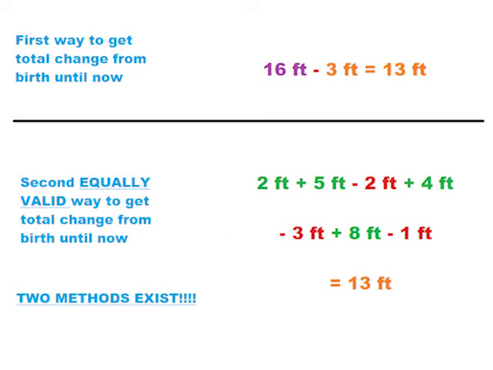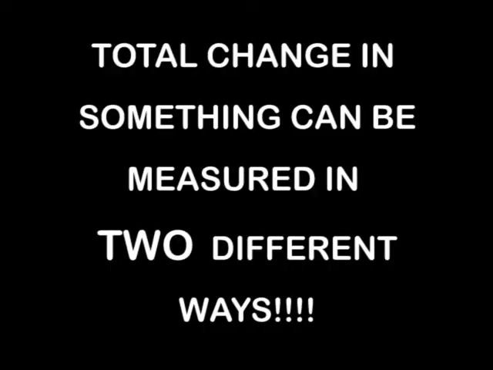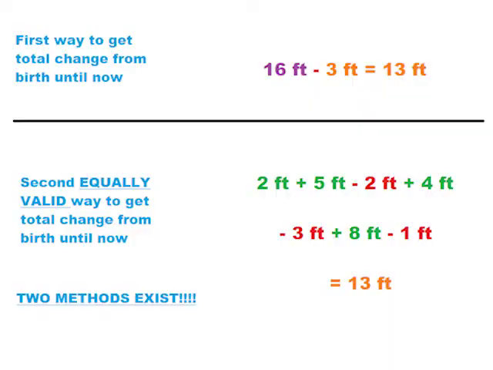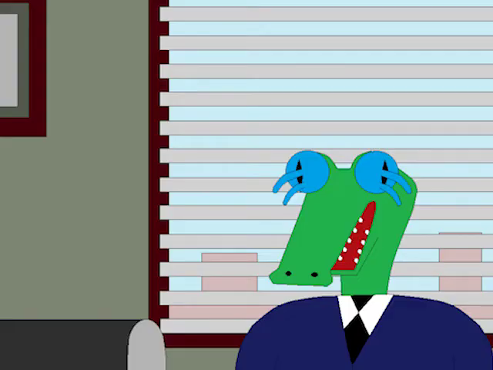So we used 2 different methods, and both of those methods gave us the total change in height of 13 feet from our starting point to our ending point. Well, what do you know? This calculation right here is just an example, a parable if you will, that shows that the total change that happens to something can be measured in 2 different ways. We can either take the value at the end of the changes, 16, and subtract the value at the beginning, 3, or we can just sum up all the little changes that happened along the way. 2 plus 5 minus 2 plus 4 minus 3 plus 8 minus 1. Either method will give us the number 13, which was the total change.